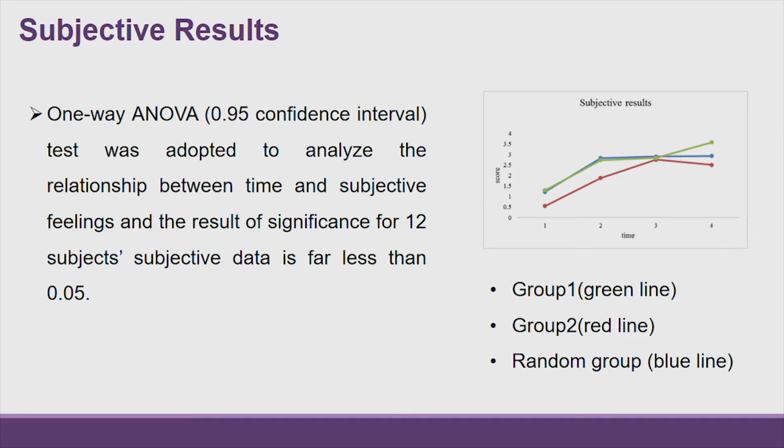Here are some results. First, this is the subjective results. Here, a one-way ANOVA test was adopted, and the significance for all subjects' subjective data is far less than 0.05, which means there is a significant difference. In this figure, we can see the entire trend is rising except group 2, the red line, which decreased after the second part.